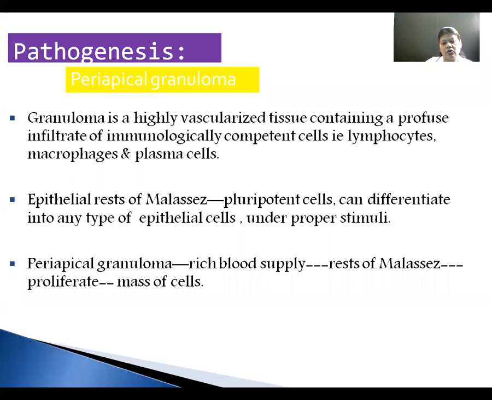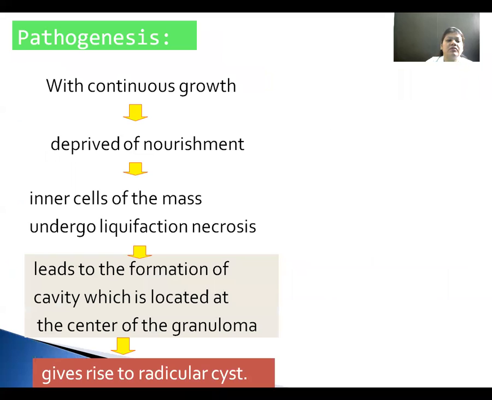So the periapical granuloma provides a rich blood supply, and the rests of Malassez proliferate. With continuous growth and deprivation of nourishment, the inner cells of the mass undergo liquefaction necrosis, which leads to the formation of a cavity located at the center of the granuloma and gives rise to a radicular cyst.